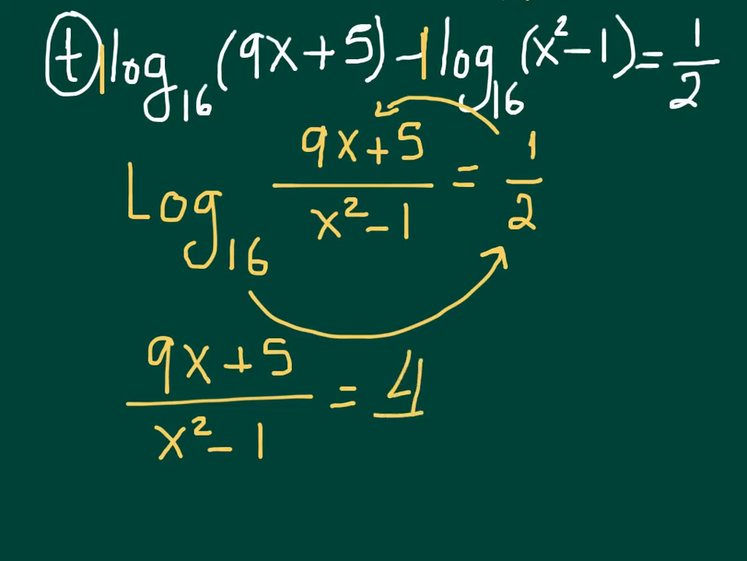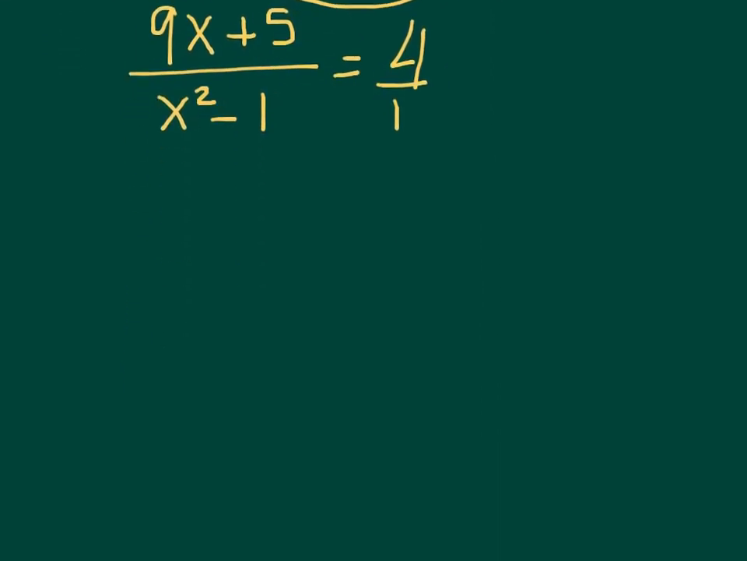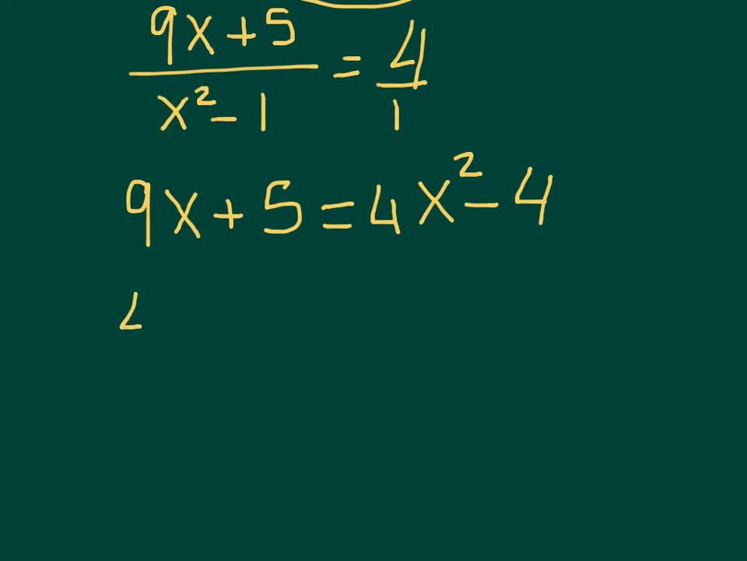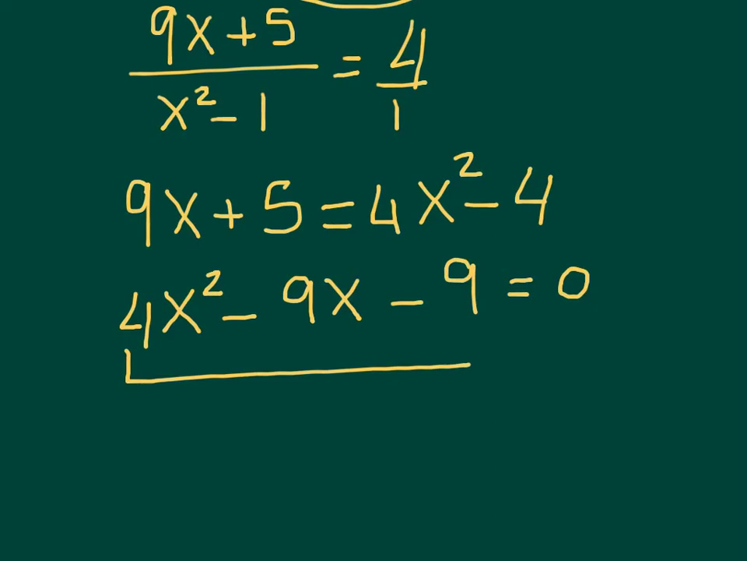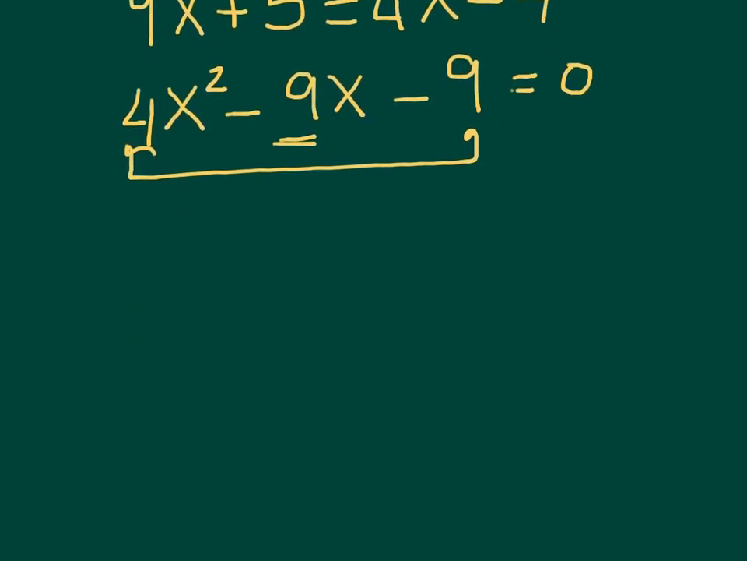Now what we're going to do, we're going to put the 4 over 1 and cross multiply. To cross multiply, you're going to have 9x plus 5 is equal to 4x squared minus 4. Quadratic, we're going to get everything on one side, make it equal to 0 and try to factor it. If it factors, that will be great. If not, we're just going to have to figure out what to do. And so now what's the product of negative 36, the sum of negative 9? I believe this is going to give us x minus 12 and x plus 3.